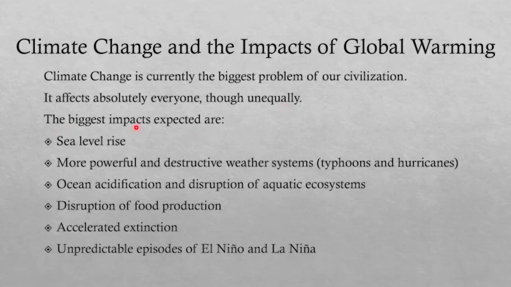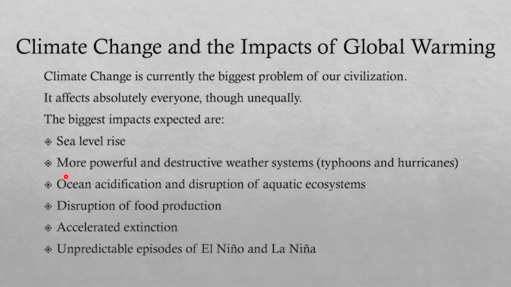Here are some of the biggest impacts that we are expecting if we cannot keep our promise of keeping our greenhouse gas emissions down. We can expect sea level rise from the melting of our polar ice caps. We can expect more powerful and destructive weather systems, which includes typhoons in the Pacific Ocean and hurricanes in the Atlantic Ocean. We have already been experiencing stronger typhoons here in the Philippines, and that is because of a warming planet. Typhoons and hurricanes are both powered by warming oceans, so if you continue to increase the temperature of oceans, the oceans would then continue to pump out stronger and stronger typhoons and hurricanes.